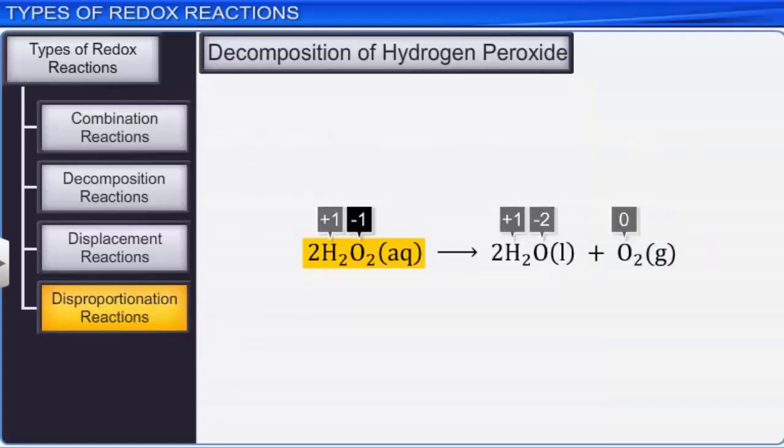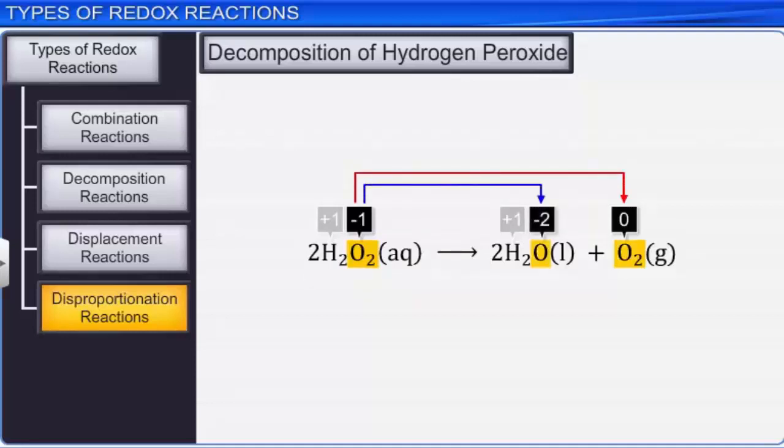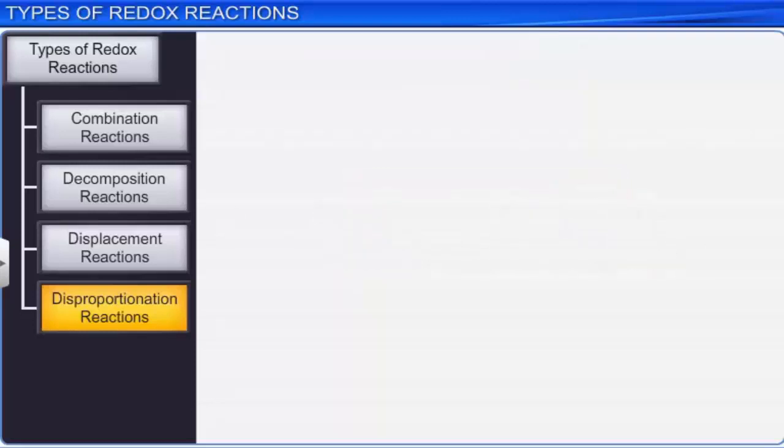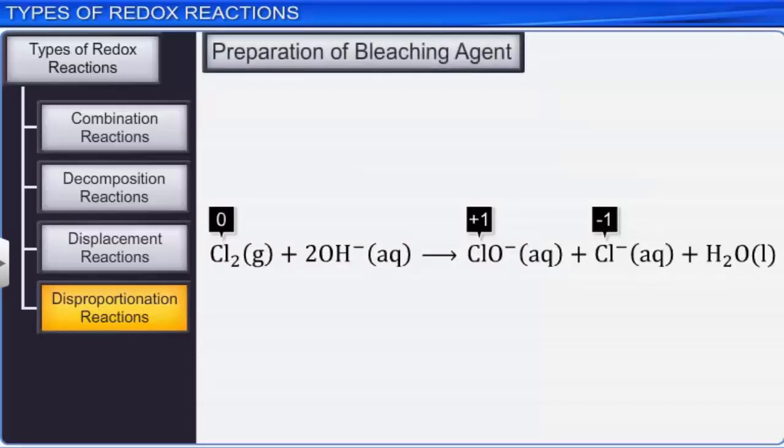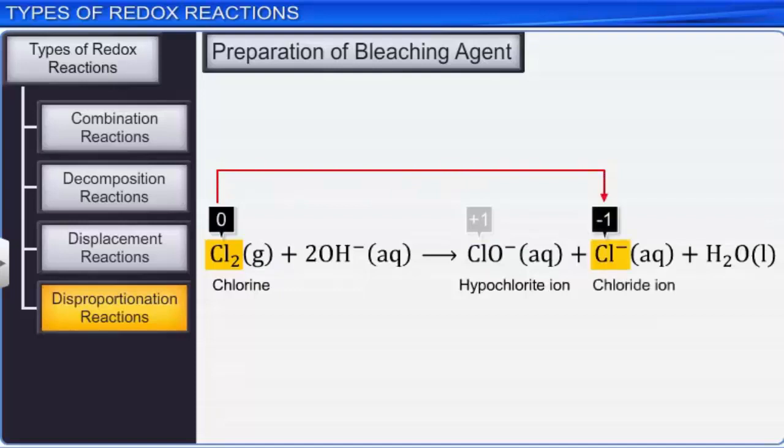Here, oxygen has a -1 oxidation number in hydrogen peroxide. It gains electrons and increases to 0 in O2 and decreases to -2 in water. Here is a disproportionation reaction that illustrates the preparation of household bleaching agents. In this reaction, hypochlorite ion, which shows bleaching action, is formed by dissolving chlorine in alkali. Chlorine, having an oxidation state of 0, is being reduced to -1 in chloride ion and also being oxidized to +1 in hypochlorite ion.